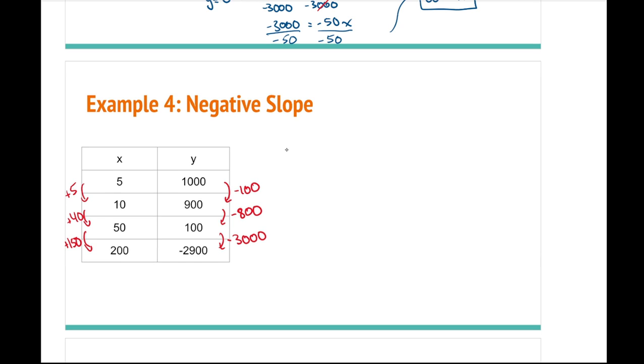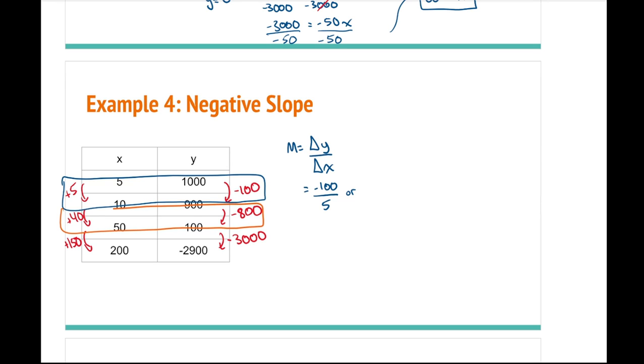So again, to help us figure out our m value or our slope, we're doing the change in y over the change in x. There are multiple different options we can pick from. I can look at negative 100 over 5, or negative 800 over 40, or negative 3000 over 150. Regardless of what we look at, if it's a linear pattern, which in most cases it will be, if we're being asked to find the rule, we should have the same m value, which when we solve this, we should find is negative 20 for every one.